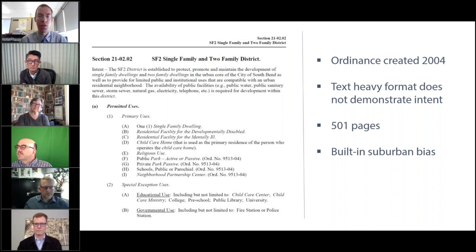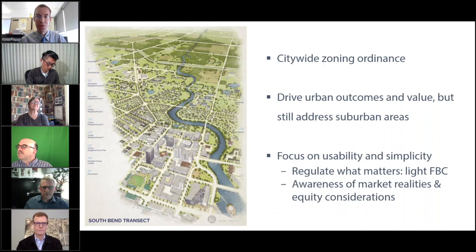Actually, it was from 2004, but it's lengthy, very text heavy, didn't demonstrate the intent. And as much like Mike described in Fort Worth, it kind of had this built-in suburban bias to what it was driving. So with the new code, we wanted to have a citywide, or it is a citywide zoning ordinance to capture those benefits everywhere, to really drive those urban outcomes and that value that Tim talked about, but at the same time still be able to address suburban areas in the city.